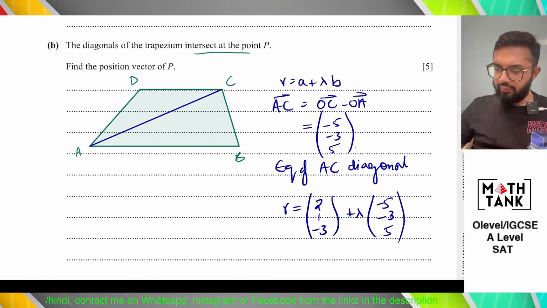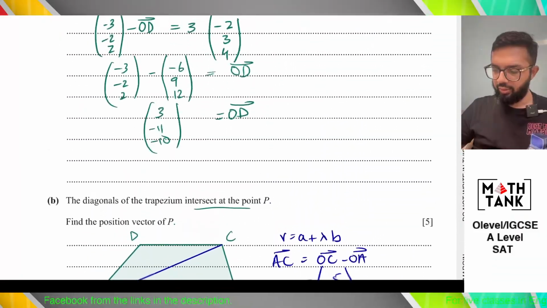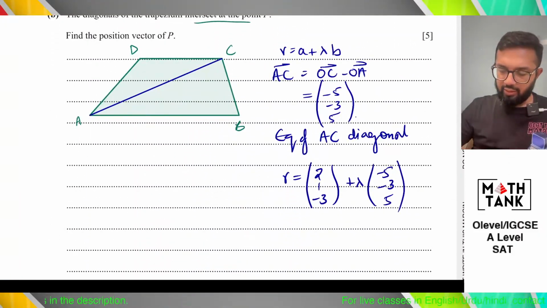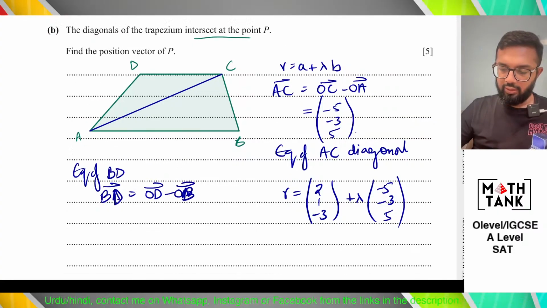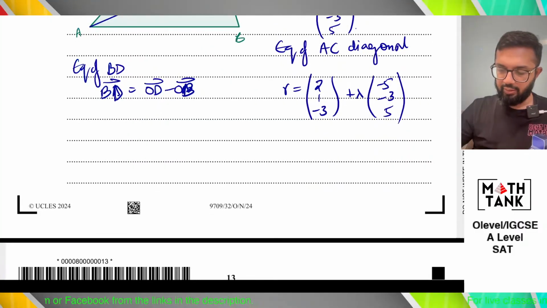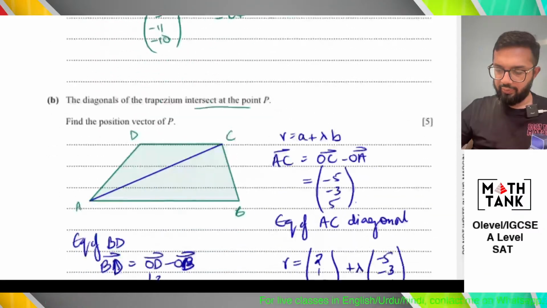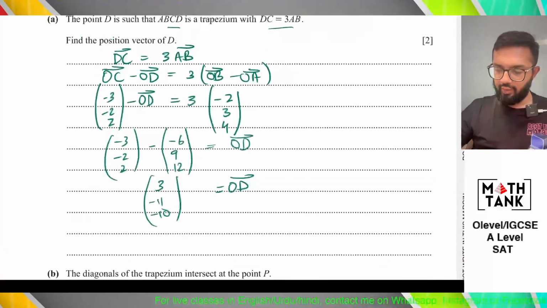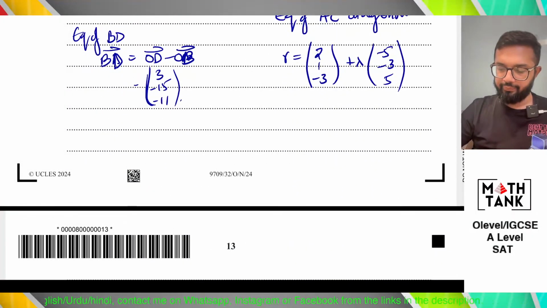Okay, so that's the equation of AC. I've used the directional vector of AC and one point's coordinates. Then the other equation that I have to form is the equation of BD. So I'll have to calculate the vector BD, which is OD minus OB. I did calculate OD and I have OB, so 3 minus 0 is 3. Minus 11 minus 4 is minus 15. And minus 10 minus 1 is minus 11.